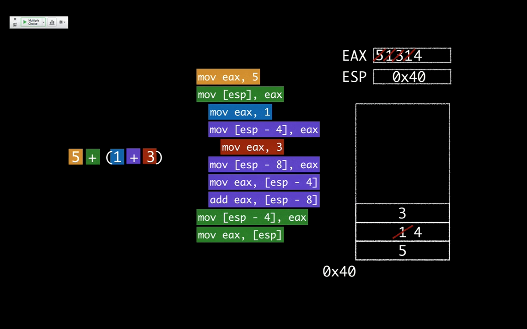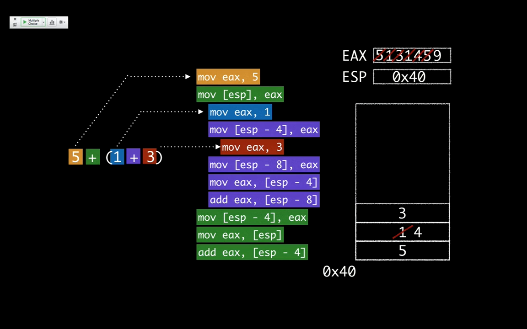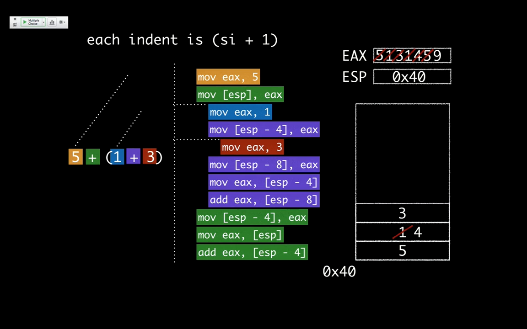Okay. So finally, then we can get the original value we stored, the 5, back into EAX, and then add these together and get 9. So this motivates why we have this stack index increasing and why we have this temporary storage for all these nested expressions. Right? So the actual individual primitive moves are here, and then each indent that we had was sort of a recursive call with SI plus 1.